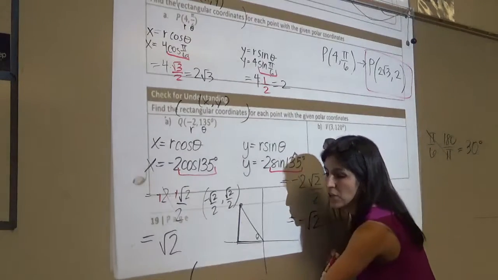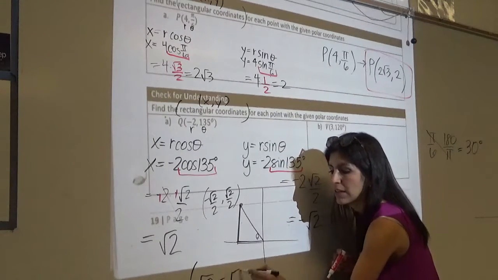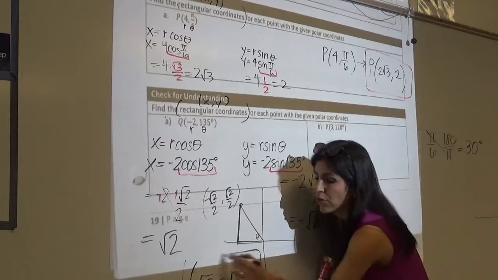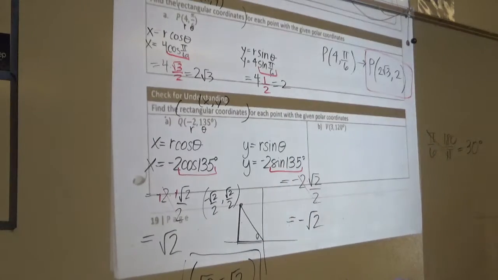So my rectangular point is square root of 2, negative square root of 2. Let's get you guys to try B.